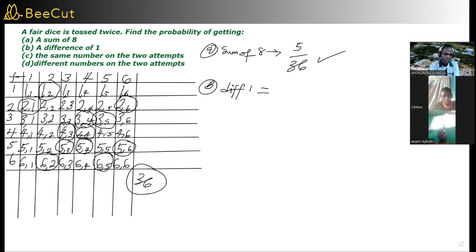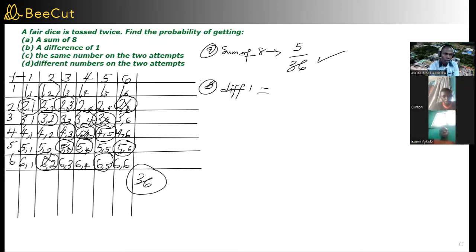Okay. So let me firstly cross out the ones that we have used. So 5 and 4, and what again? 4 and 5. Then 6 and 5, and 5 and 6, right? Yes, sir. Is that all? What about 3 and 2? And 2 and 3. Yes. So that should be all by now. That's a difference of 1. So let's count together.